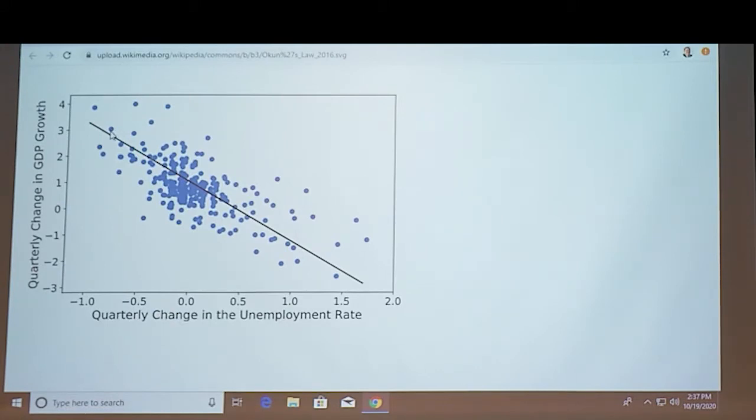Here, unemployment went down by 1%, and GDP growth went up by about 4%. So the idea is that there is this 2% or doubling the percentage relationship between unemployment and GDP growth. When unemployment goes up, GDP growth goes down. When unemployment goes down, GDP growth goes up, by about twice as many percent as the change in the unemployment rate.